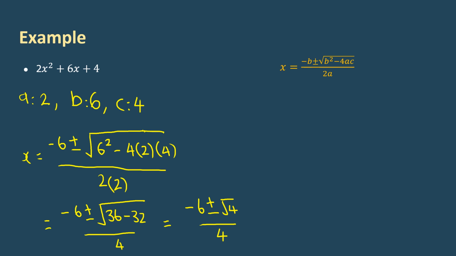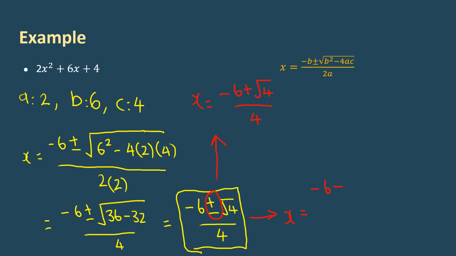So since this is a quadratic equation, we expect to get two answers. So how do we split this into two different answers? This is how we do it. Remember that we have this plus minus sign. We're going to split it this way. One of our x value answers will be x equals negative 6 plus square root 4 over 4, or another answer would be x equals negative 6 minus square root 4 over 4.